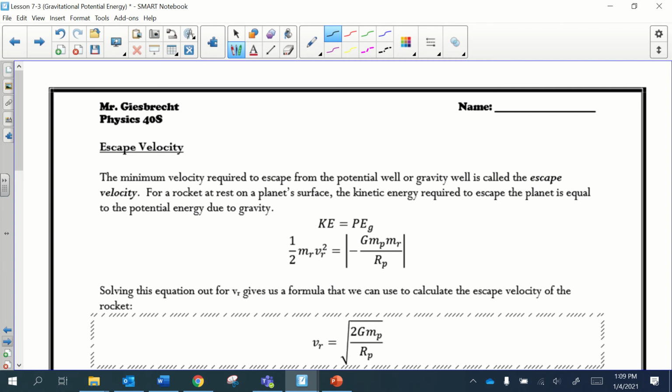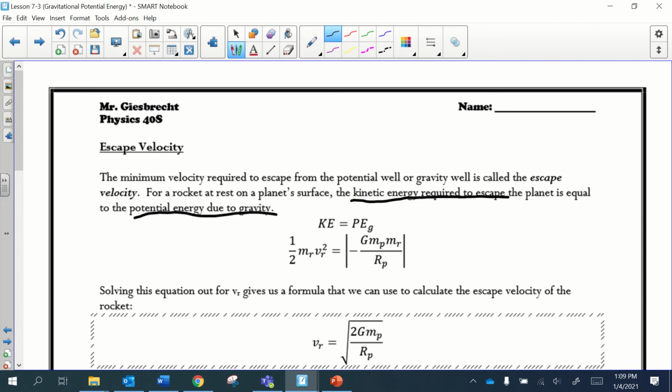The minimum velocity required to escape from a planet's potential well or gravity well is called the escape velocity. For a rocket at rest on the planet's surface, the kinetic energy required to escape the planet is equal to the potential energy due to the gravity, right? That makes sense. The kinetic energy required to escape is equal to the potential energy due to the gravity.